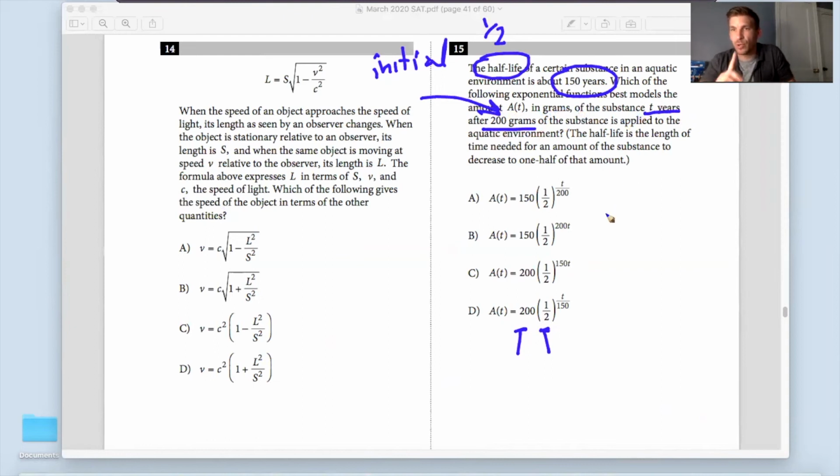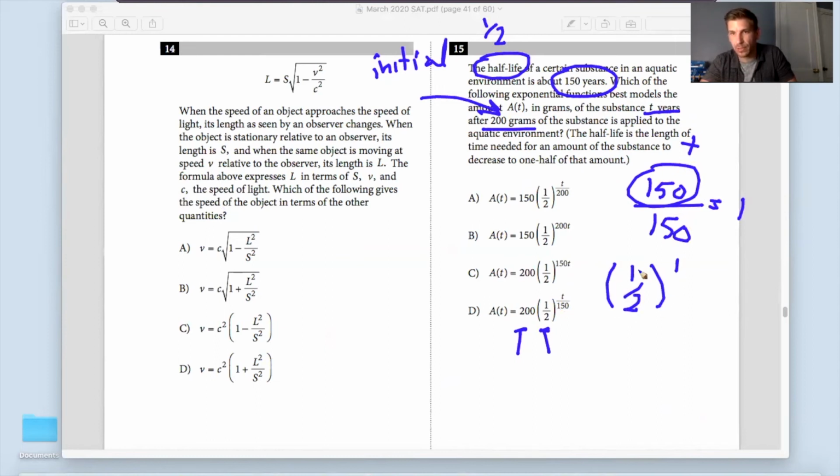Well, if I want one half-life to occur, then it would happen at 150 years, right? So let's just pretend I have 150 years that happens. If it's T of 150 years, then this would give me one half-life here. This would then be 1/2 to the power of 1, which would be one official half-life for that substance.